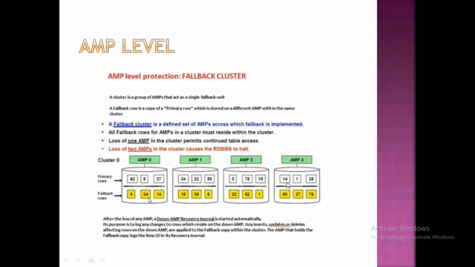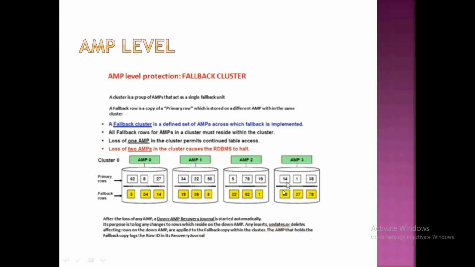If this AMP has failed, then 62, 8 and 27 will be on different AMPs. 62 will be on this AMP, right? 8 will be on this AMP. 27 will be on this AMP. Got it? So yes, if one AMP has failed, the data can be retrieved from all the other AMPs.